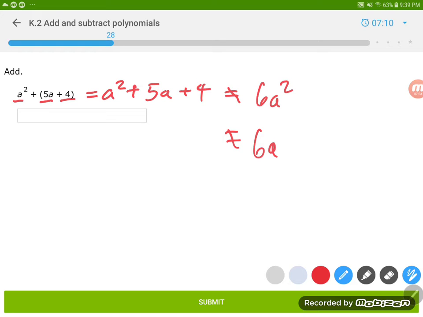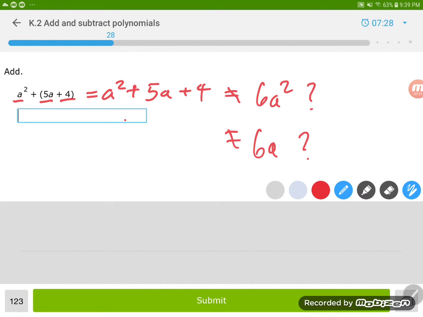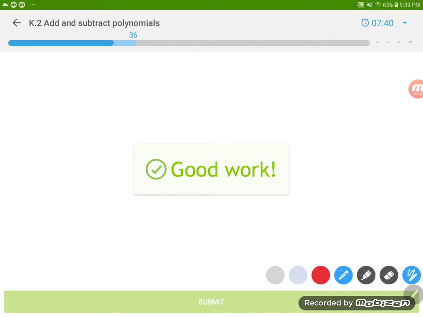And even more so, if we added an a squared with an a, which one of these would it become? So you see, the logic kind of starts to break down if we start to add things that are not like terms. So when we have things that aren't like terms, we just keep them next to each other. There's no more work to be done. So our final answer is a squared plus 5a plus 4. That looks correct.